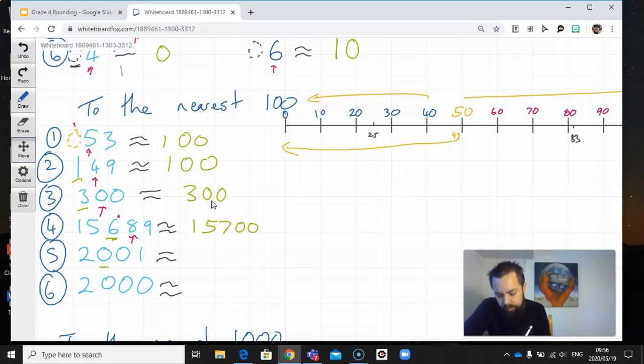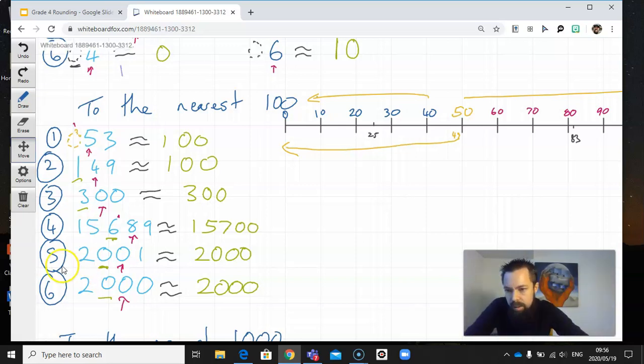Next one, looking at our hundreds. So we check the 10s. 10 doesn't change. So the hundreds stays 0. Everything afterwards is 0. And the 2000 stays as it is. And the last one, 2000, you should by now realize that this is going to round off. So there's my hundreds. Nothing changes over here. And we round that off to 2000. So 2000 rounded off to the nearest 1,000. I mean, 100 is 2000.